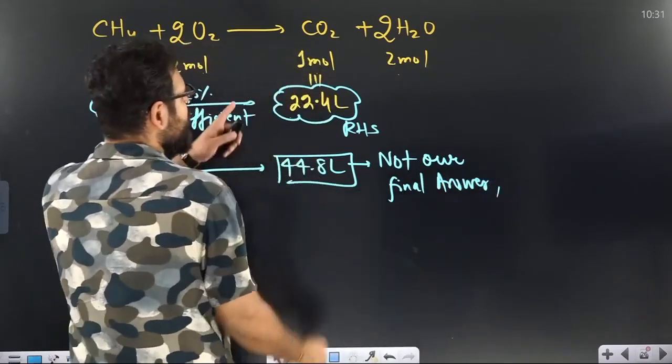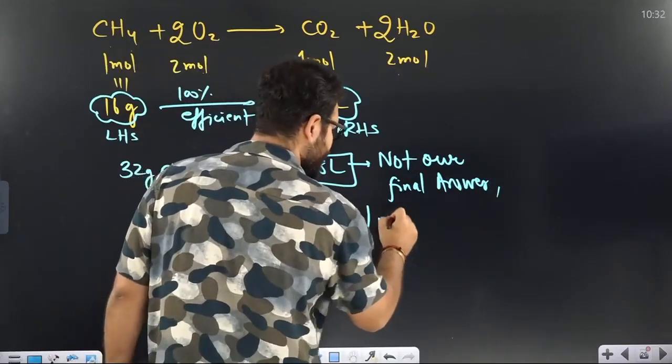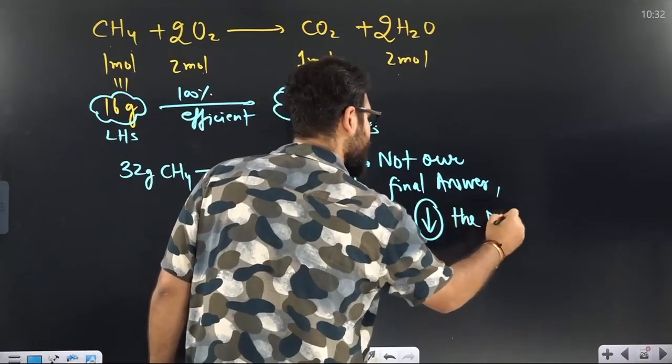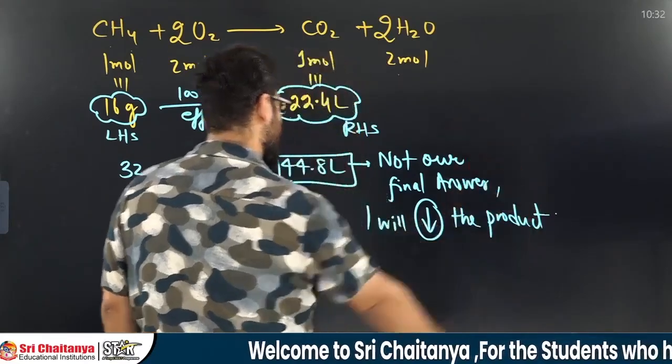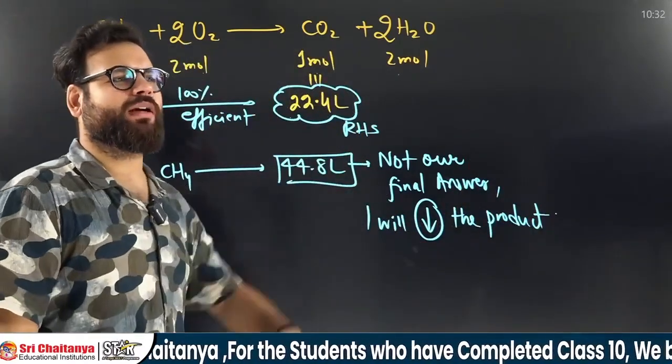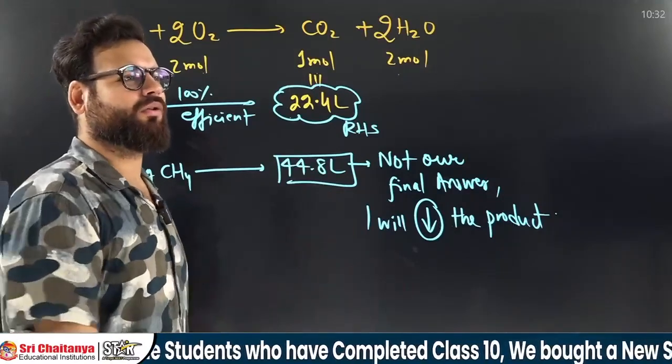You say CO2 is a product. I will decrease the product. Why have you guys increased the product? 35 is the correct answer. Good.